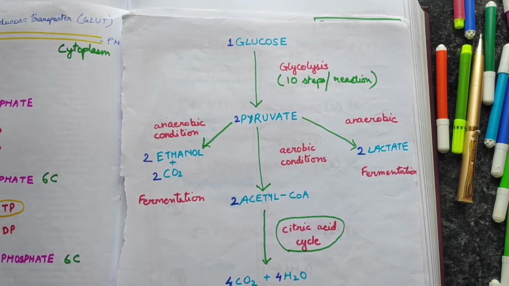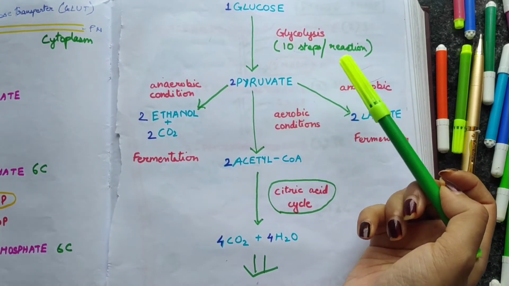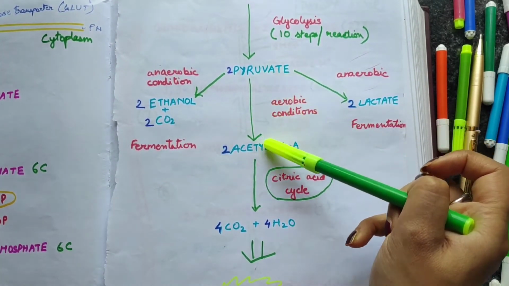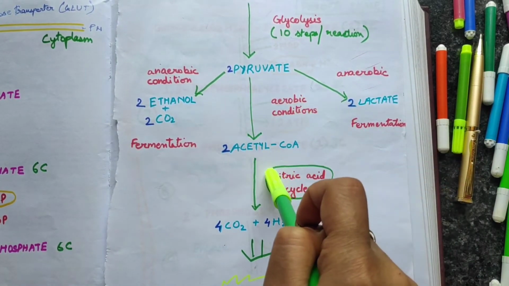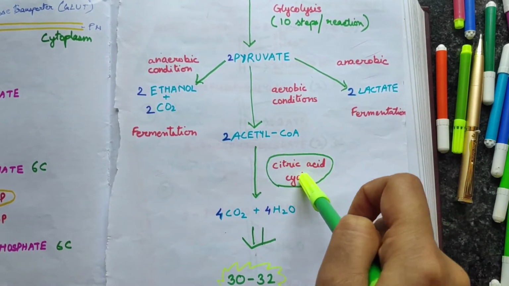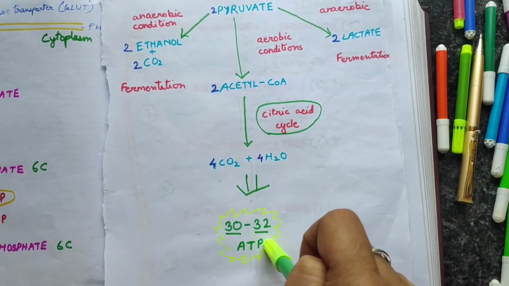Hello students, this is my 5th video on the series CC4 Unit 4. In the previous video I was talking about the process of glycolysis, and today we will focus on how this pyruvate will become acetyl-CoA. That is, 2 pyruvate will be converted into 2 acetyl-CoA under aerobic condition, and finally this acetyl-CoA will enter the citric acid cycle and will ultimately form carbon dioxide, water molecule and energy molecule.